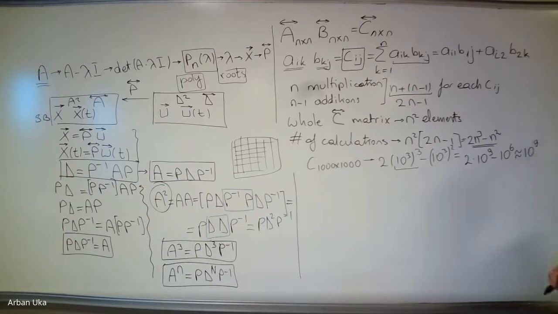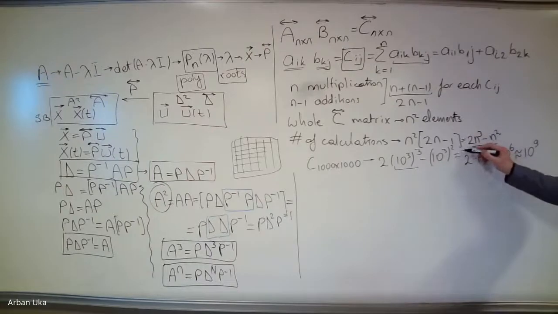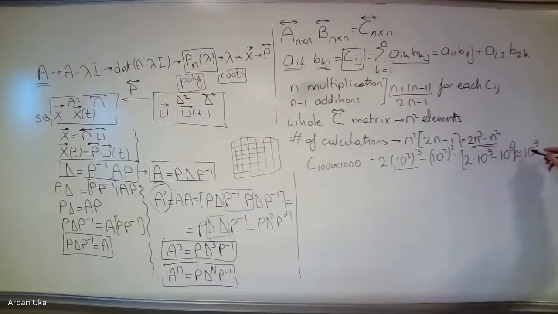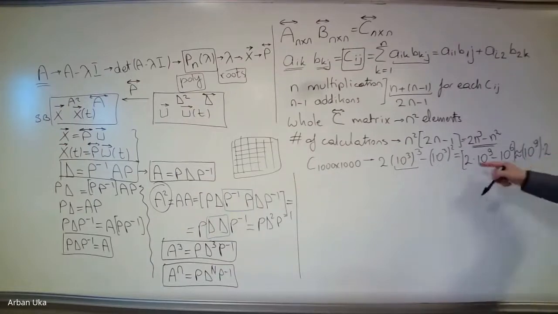This is approximately 10 to the power 9. Approximately. You can keep it like this, this is more correct, but it is approximately equal to this. You can multiply it also with 2. So, sorry, 10 to the power 9 times 2. I forgot the 2.